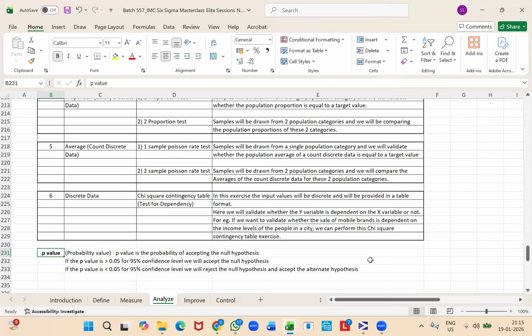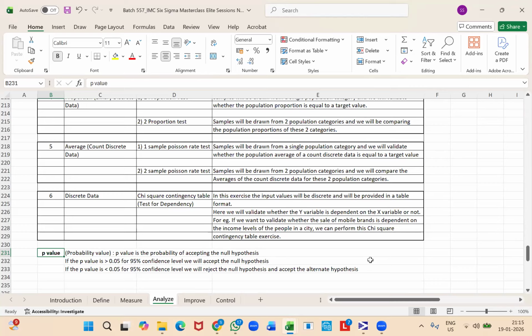So p-value, the full form is probability value. And what is this? This is the probability of accepting the null hypothesis. Because I told you that all the decisions in hypothesis testing will be taken from the null hypothesis perspective. So we will either accept the null hypothesis or reject the null hypothesis. If you happen to reject the null hypothesis, then there is no other option but to accept the alternate hypothesis. So p-value is actually the probability of accepting the null hypothesis.